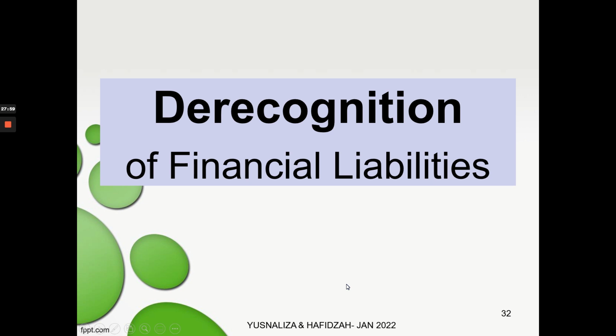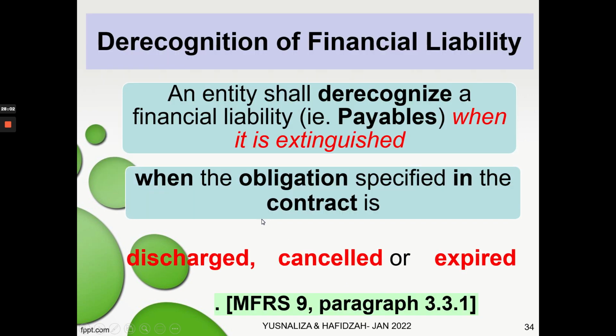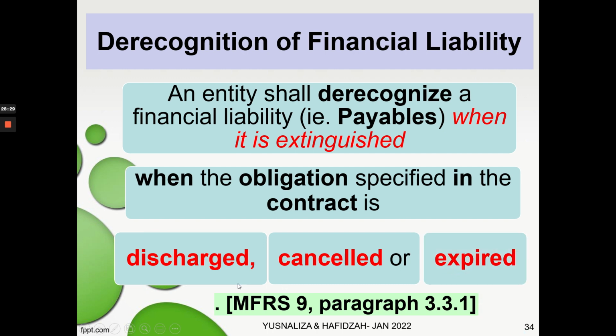So let's look at the derecognition. Derecognition is the case where an entity will derecognize the financial liability when it is extinguished, and normally when the payment is fully made. In most circumstances, it is when the obligation specified in the contract is discharged or cancelled, or has expired. So according to MFRS 9, paragraph 3.3.1. Discharge means fully paid.